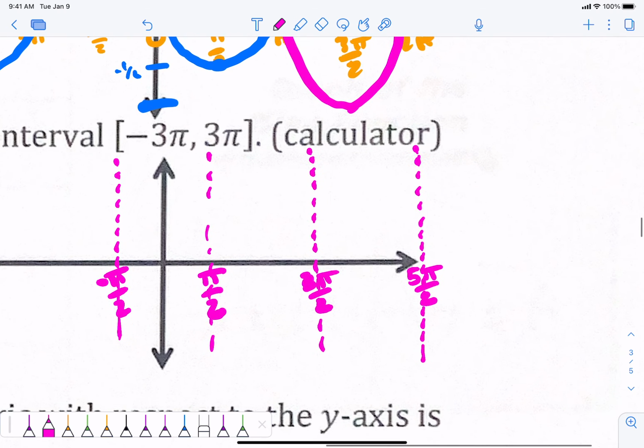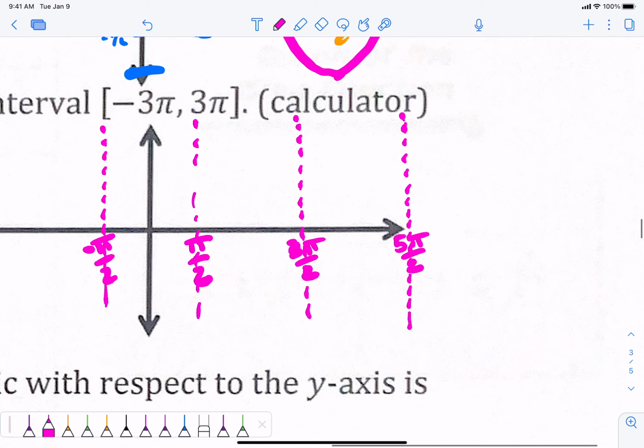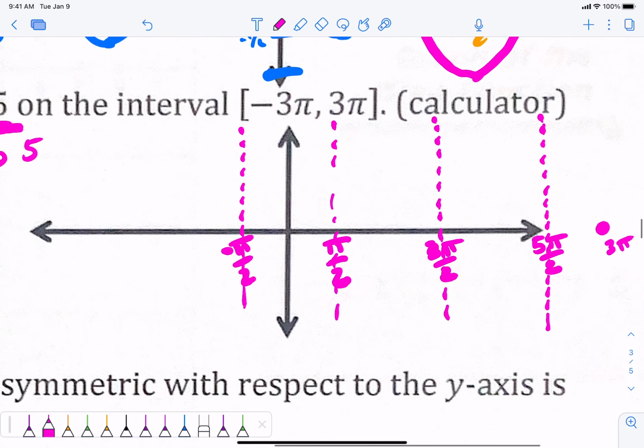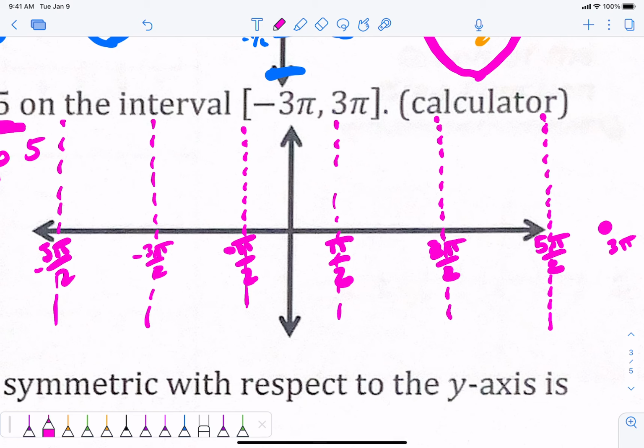Okay? They want us to go to 3 pi. Where's 3 pi at? 6 pi over 2, which would be just like right here. Right there. That's 3 pi. Okay, same on the other side. This is -3 pi over 2. This is 5 pi over 2. -5 pi over 2. And then 3 pi, -3 pi will be over here.